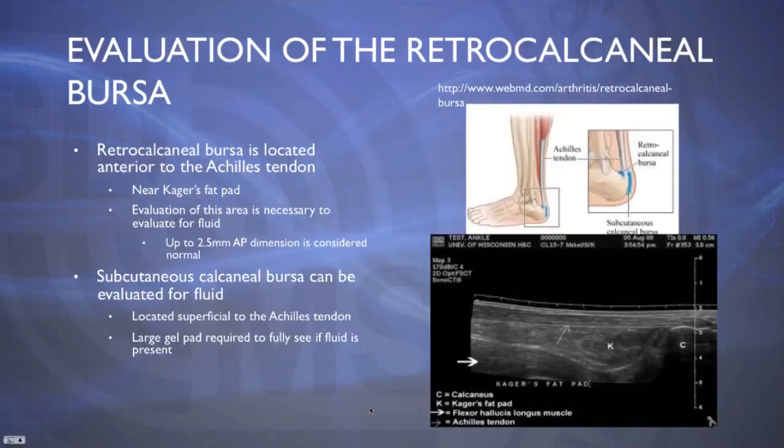We can also look at the retrocalcaneal bursa. This is located more anterior to the Achilles tendon. Remember, we're coming posterior, so this will all be farther away from us. It's near Kager's fat pad, which is located here with the letter K. We evaluate this area for fluid. And we can also look at the subcutaneous calcaneal bursa to look for fluid. This is located superficial to the Achilles tendon, and because it is so superficial, you may have to use a large gel pad to see if fluid is present.